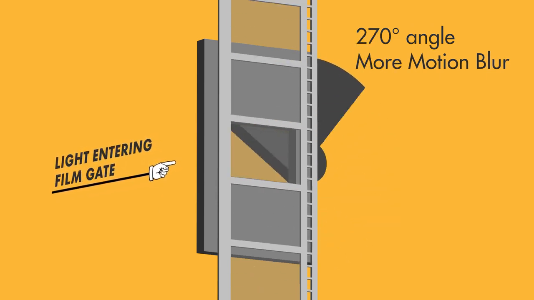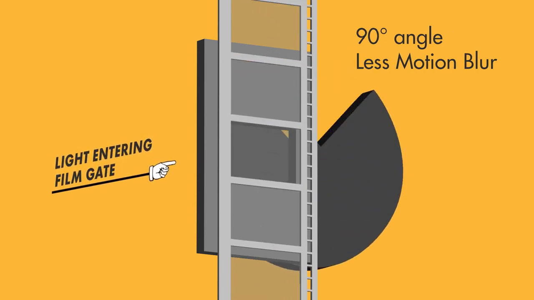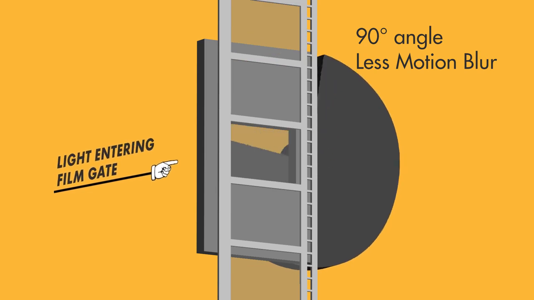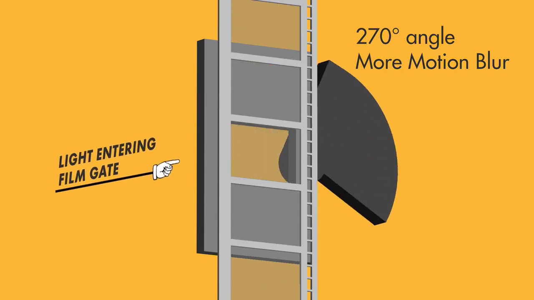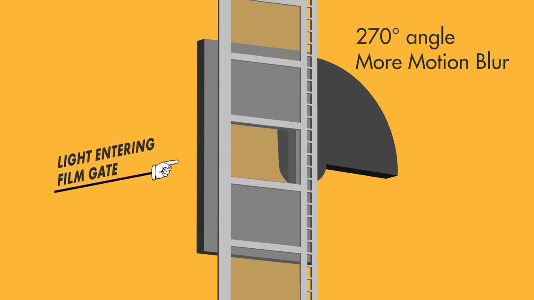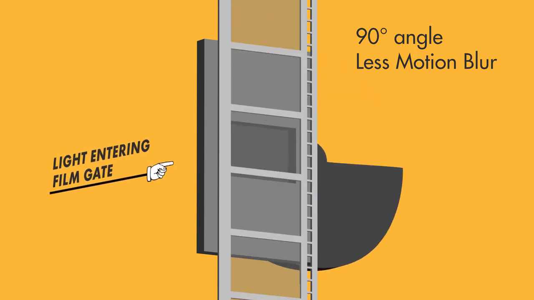The wider the angle, the more motion blur. The smaller the angle, the less motion blur. This is because with a wider angle, the film is being exposed to light and motion for a longer period of time. A shorter angle equals shorter exposure time.